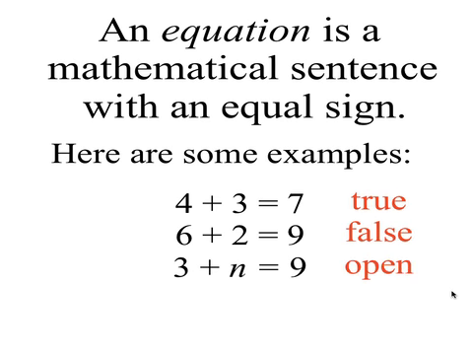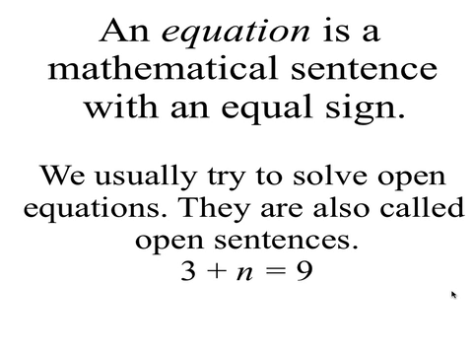And our third equation is open because of the variable n. It is neither true nor false. We usually try to solve open equations. They are also called open sentences. So our equation, 3 plus n is equal to 9, has a solution. n is equal to 6. If 6 is substituted in for the n, then 3 plus 6 is equal to 9, and it is now a true equation.